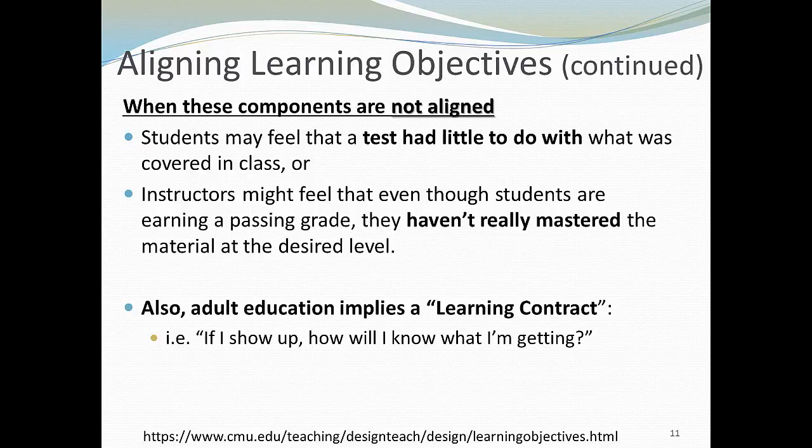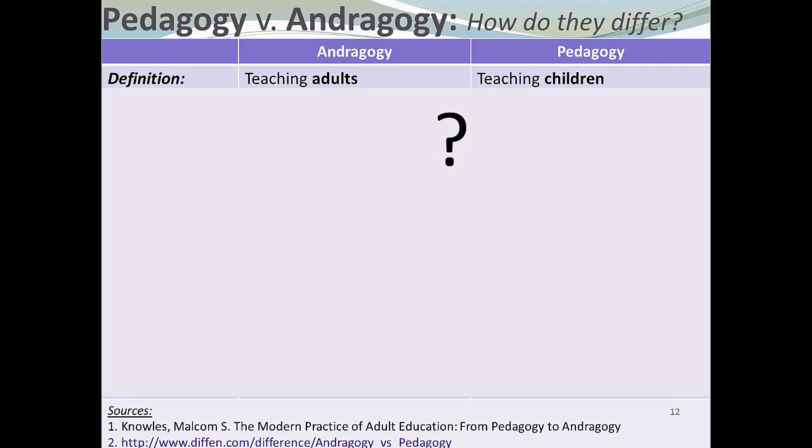And lastly, we don't ever want to pull a bait and switch on learners. There is an implied contract when you present learning objectives. You really need to deliver on them, and not have surprises and gaps between what was promised and what was learned. So let's move into the principles of adult education.